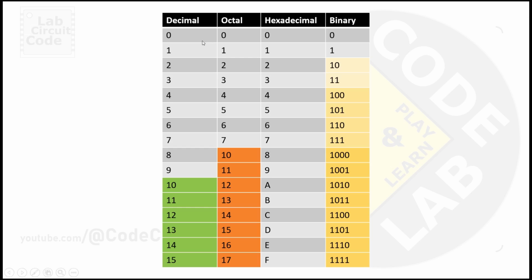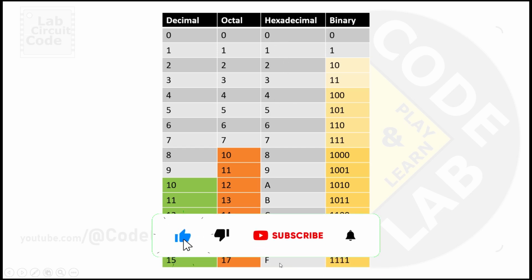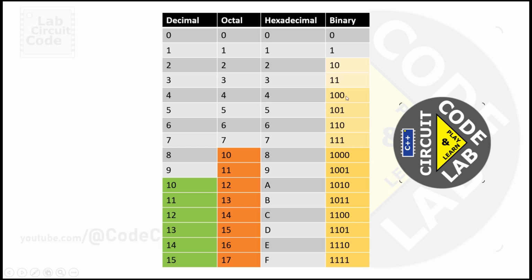So this is how numbers work. In the decimal case, starting from 0, we get to 9. In the octal case, the same numbers continue until we get to 7, and then we jump to 10, and the counting continues. In the hexadecimal case, our numbers are from 0 to F, and in binary, our numbers grow like this.